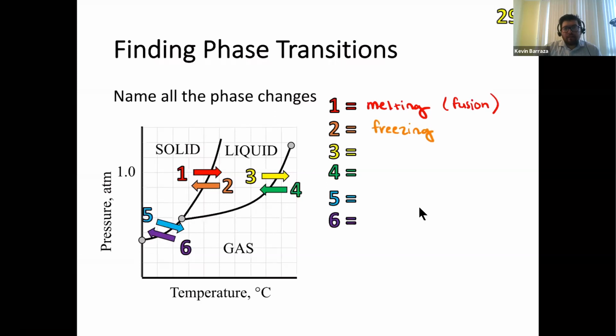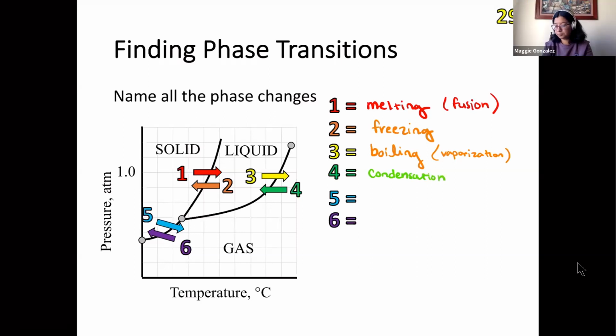What's the next one? 3. Liquid to gas is what I would get if I cross number 3. That would be called what? Boiling, or technically vaporization, turning to vapor. And to go backwards the other way, gas to liquid, what do we call that? Condensation. Yeah, condensation. Think like rain. A lot of water vapor in the air turns back to liquid.